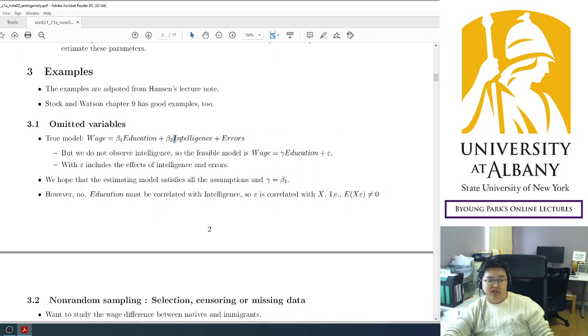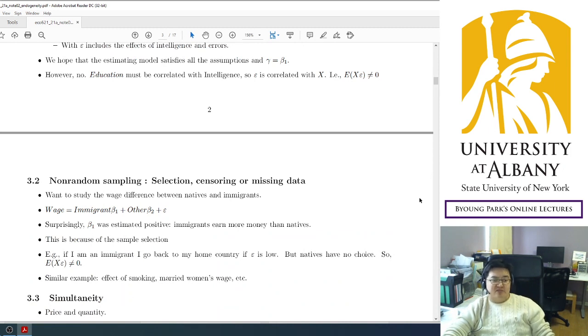If you ignore intelligence and include intelligence in the error term, then the problem here is education and intelligence must be correlated. So intelligence inside epsilon must be correlated with education. So epsilon will be correlated with education. So this assumption, the exogeneity assumption, fails. This is maybe the most common way to interpret, to motivate the endogeneity problem.